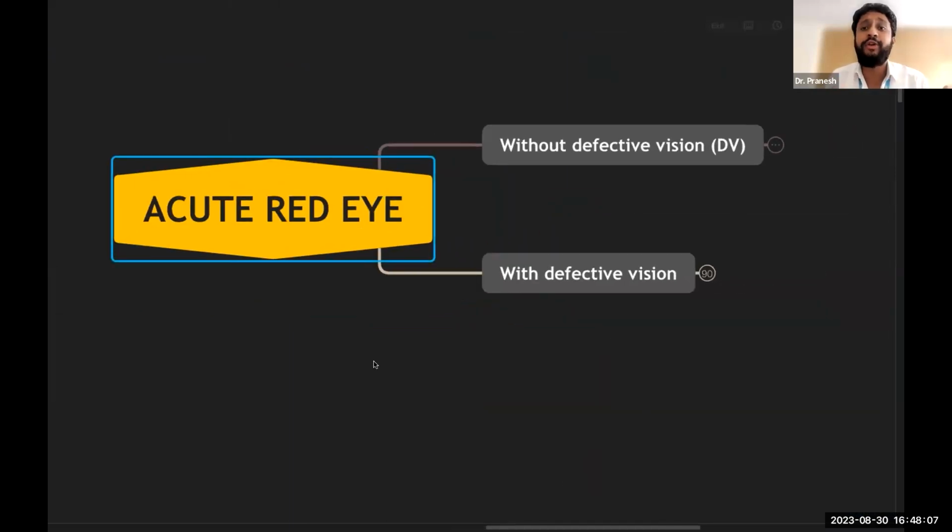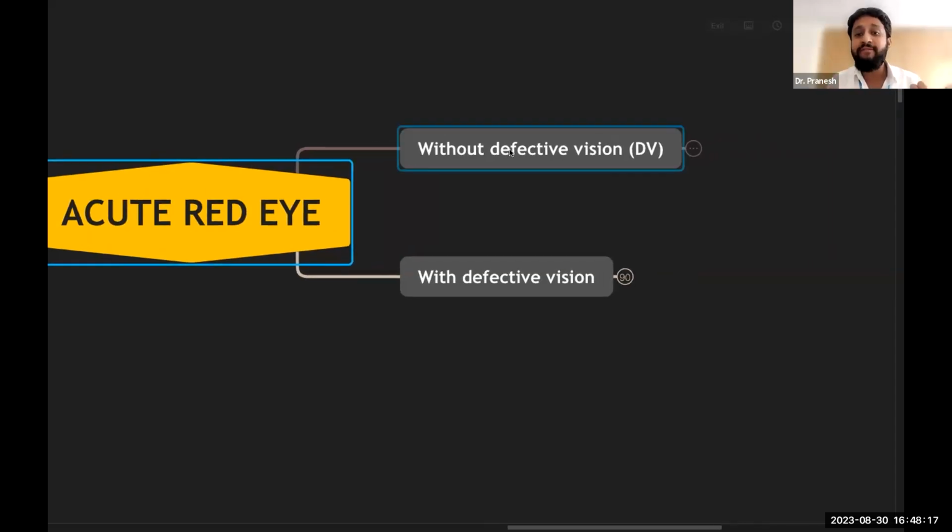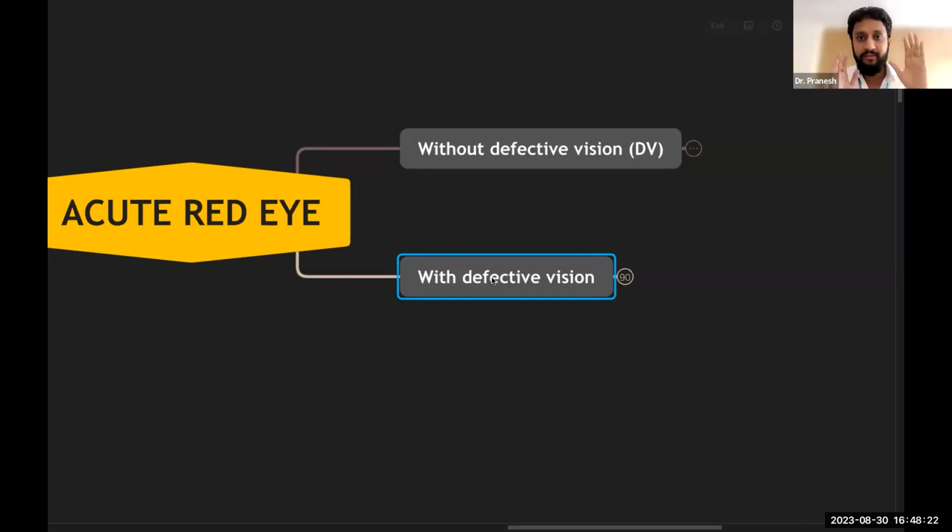Now, what is an acute red eye? Acute red eye means a patient is presenting to you with pain and redness, as simple as that. So along with pain, along with redness, the patient can have a defective vision or a blurry vision, or the patient may not have a defective vision. So it's important for us to identify what is the important component of this acute red eye. Do you have a blurry vision or not?